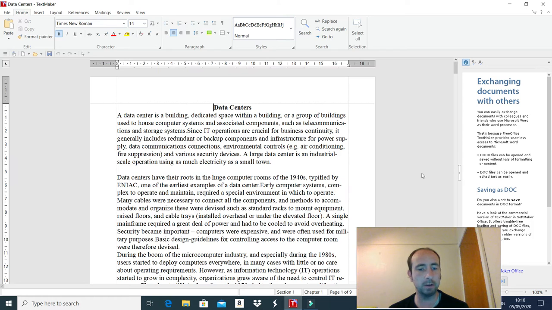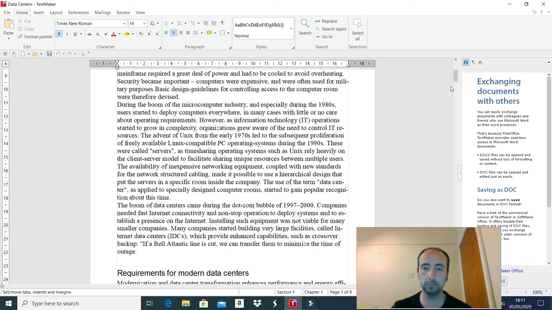During the boom of the microcomputer industry, and especially during the 1980s, users started to deploy computers everywhere, in many cases with little or no care about operating requirements. However, as information technology operations started to grow in complexity, organizations grew aware of the need to control IT resources.